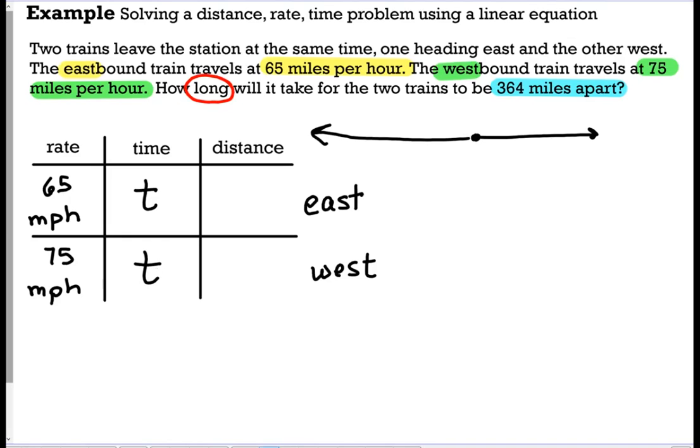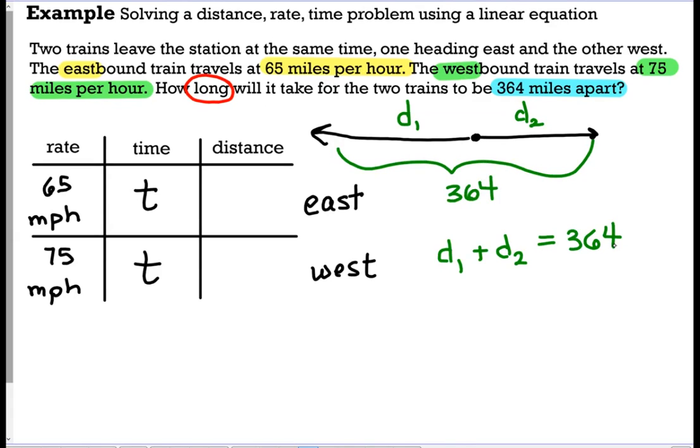So now at this point, I don't actually know the actual distance that each train traveled, but the question said after a certain amount of time, they're going to be 364 miles apart. So if you think about it like this, okay, let's say the west train travels a certain distance. I'm going to call that distance 1. The other train travels another distance. I'm going to call that distance 2. When you add them together, you should get 364. Now let's go back to our chart.